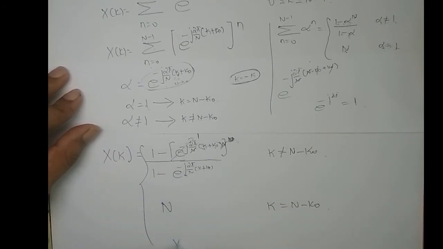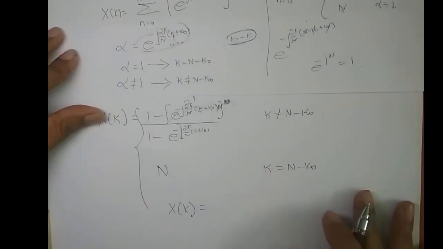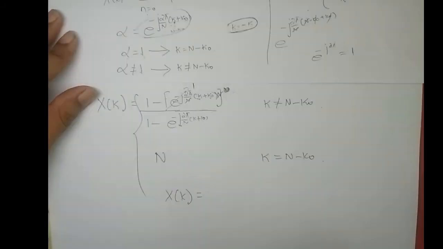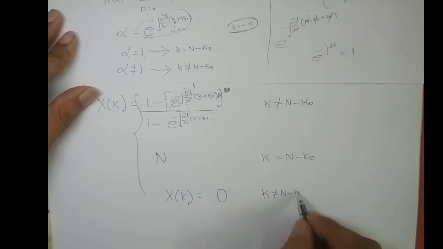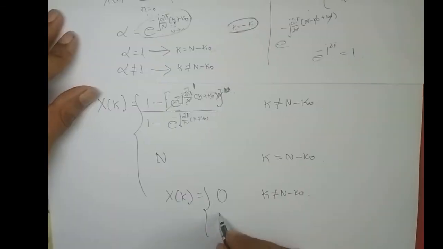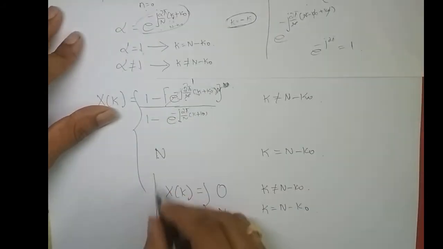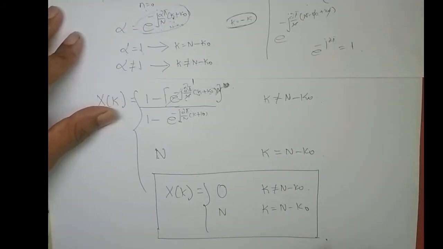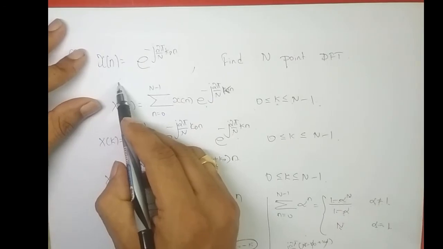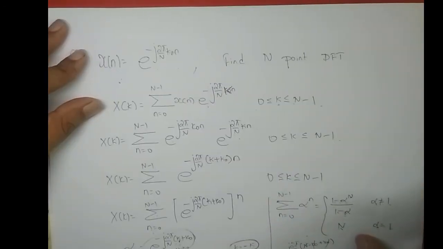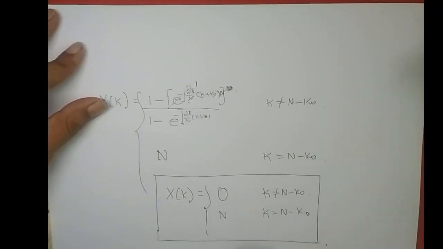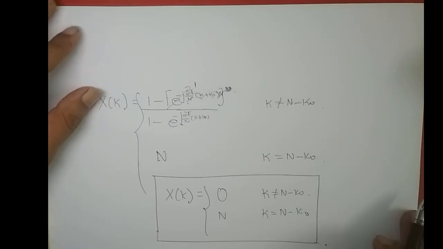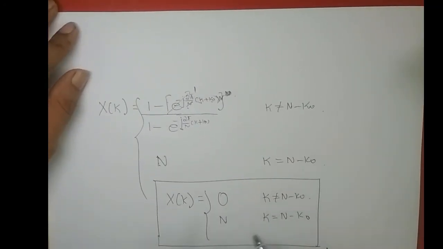So what I get is X of k is equal to 0. So this term is 0 for k not equal to N minus k naught, and is equal to N for k equal to N minus k naught. Okay, so this is the DFT of what? X of n is equal to e power minus j 2 pi by N into k naught n. But I can put this in a compact form. Instead of writing in a complicated form, I can put it in a compact form in terms of delta function.